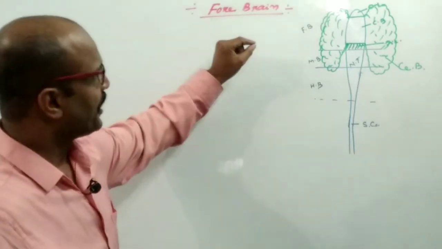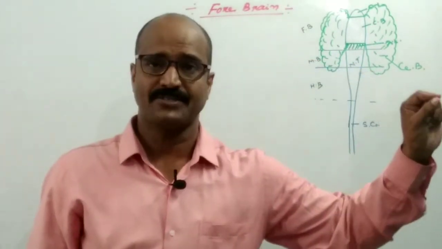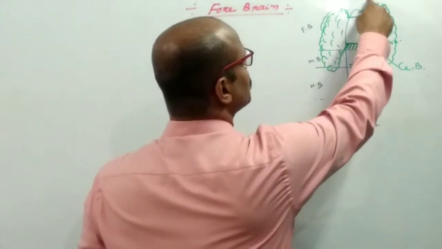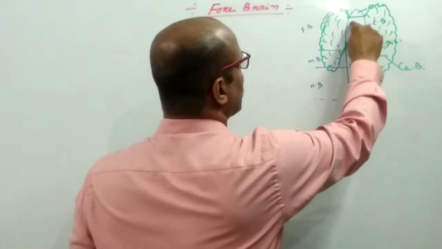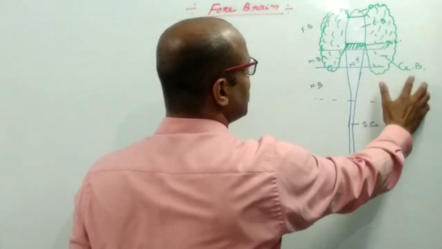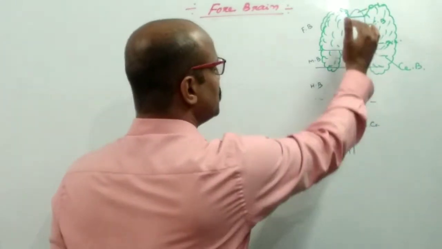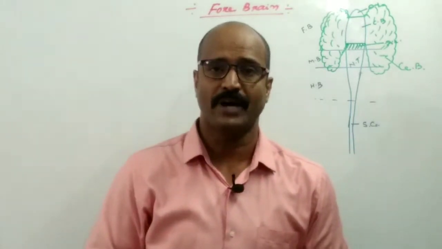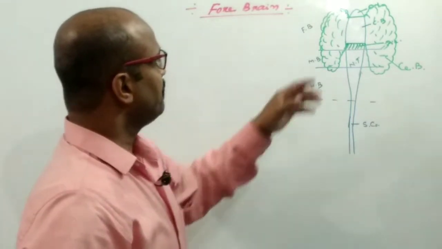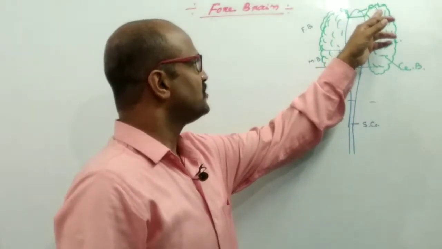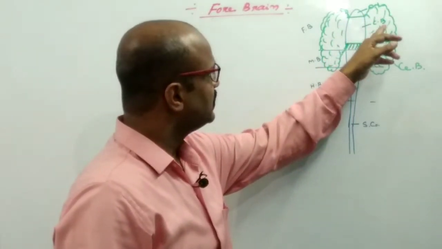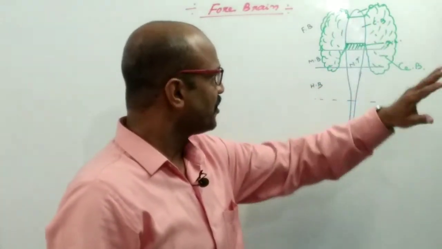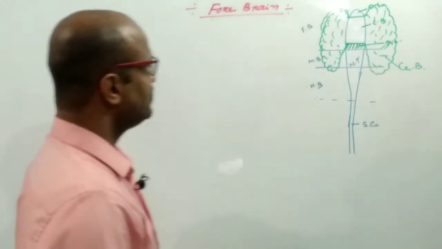So the forebrain has three important parts. The anteriormost part is known as the olfactory lobe. The middle part, which is highly developed, is known as the cerebrum, and posterior to the cerebrum there is a very small area known as the diencephalon. The alternative name of the olfactory lobe is the rhinencephalon, the cerebrum is the telencephalon, and the other name of the diencephalon is the thalamencephalon.